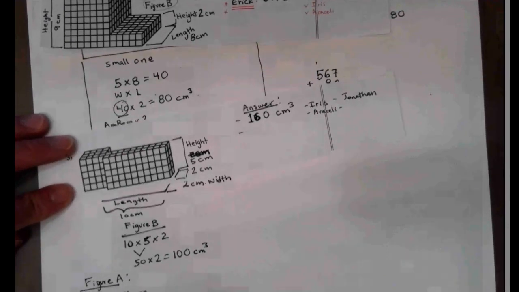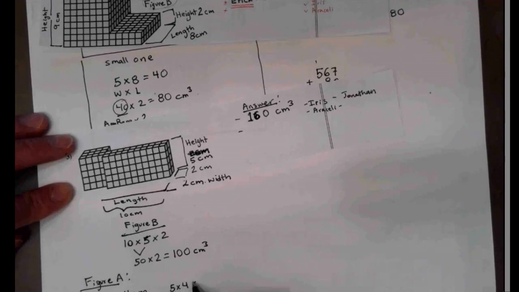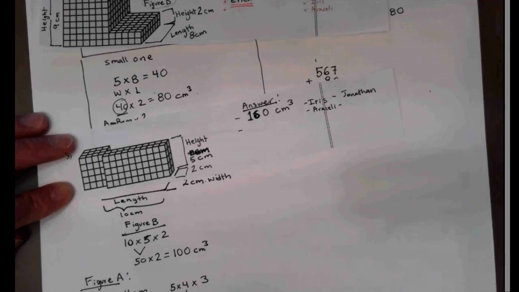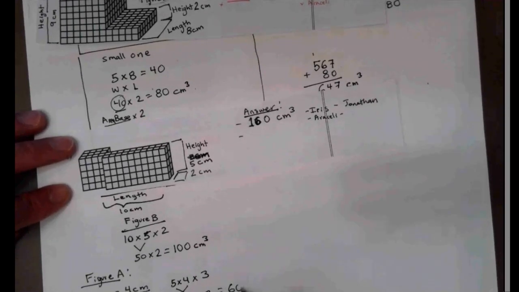Okay, and what did you do with them? I multiplied them. What did you multiply? 5 times 4 times 3. Okay, so 5 times 4, so you go the length times the height. 4 times 5 is 20. And then that times 3. Is that right? Yes. What did you get? 60 cubic centimeters. All right, and then what did you do with that?